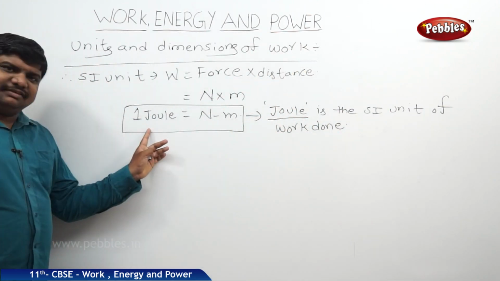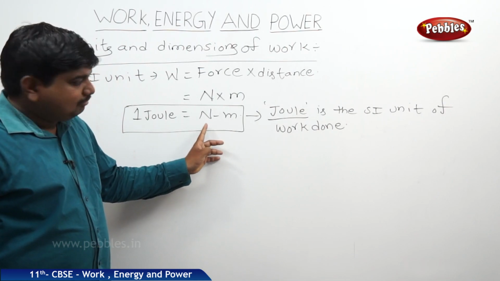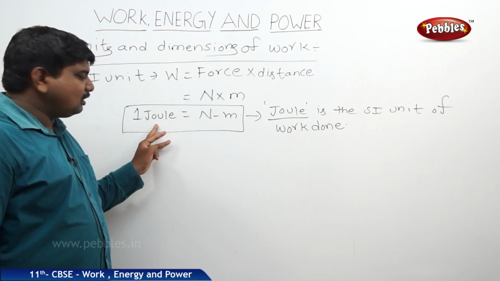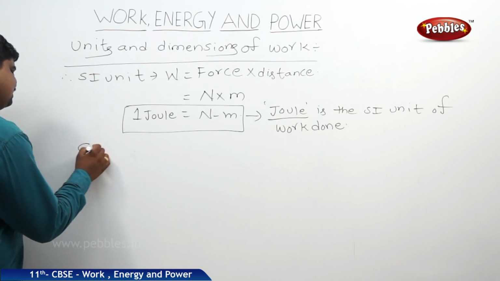So 1 joule is defined as follows: if 1 Newton of force is applied on a body and it is moved through 1 meter distance, then the work done by the force is 1 joule. So what about the CGS unit?